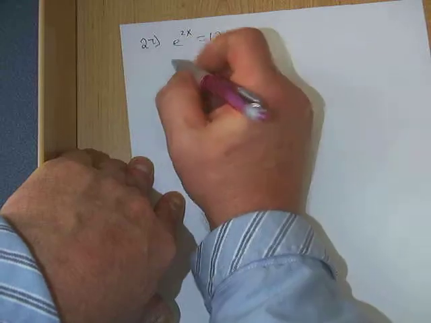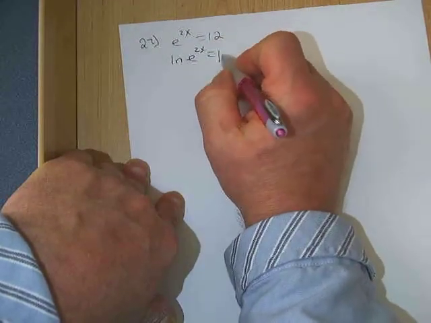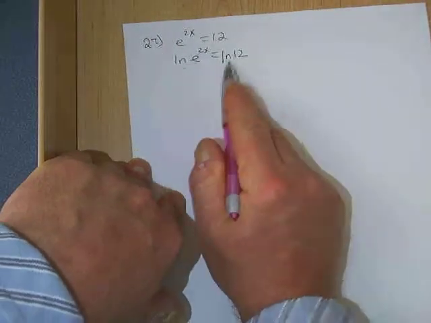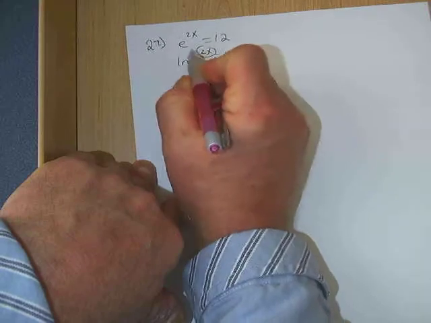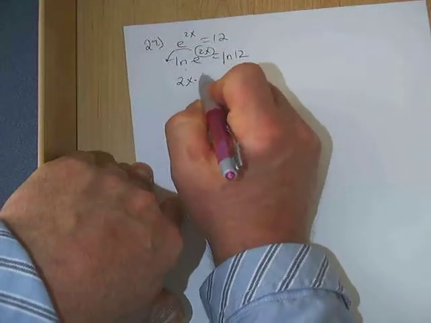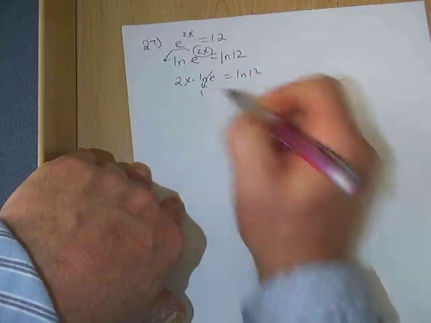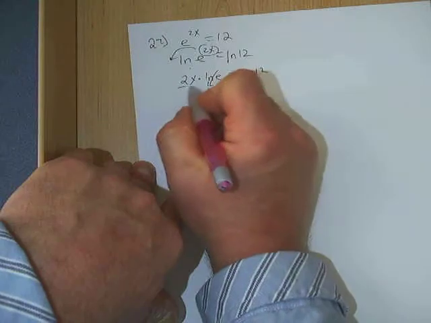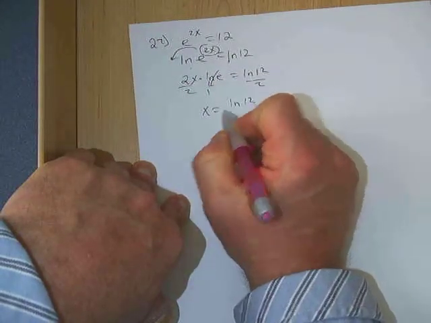27. E to the 2x equals 12. To unlock the variable that we're solving for out of the exponent, I need to apply a logarithm. I'm going to apply the natural log because e is my base. If I apply the logarithm to one side, I need to apply it to the other side. By applying the logarithm, the power of that is I can bring that down in front, and I end up with 2x times the natural log of e equals the natural log of 12.